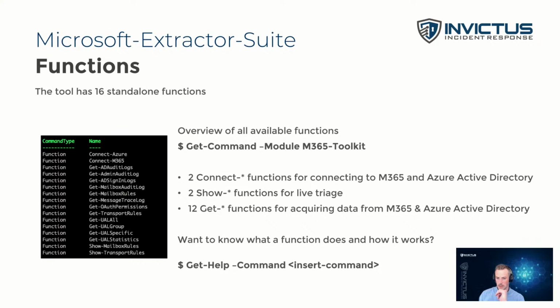The most important ones that you need to know is that there are 2 connect functions. If you want to connect to Microsoft 365, there's one. And if you want to connect to Azure Active Directory, there's another connect function that you need to run before you do anything. Then there are several get functions. Those are the acquisition functions, so they'll get you all the data. And there are also 2 sort of live analysis functions. Those are the show functions, so they start with Show-something. So that's currently what's available within the PowerShell module.